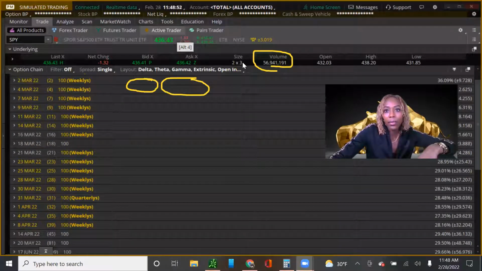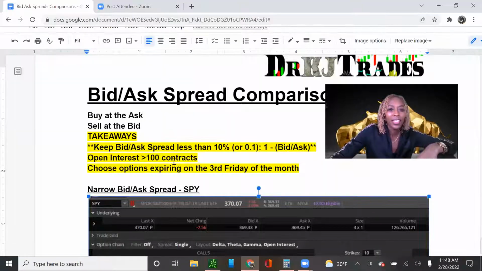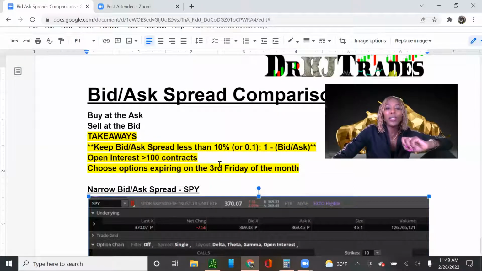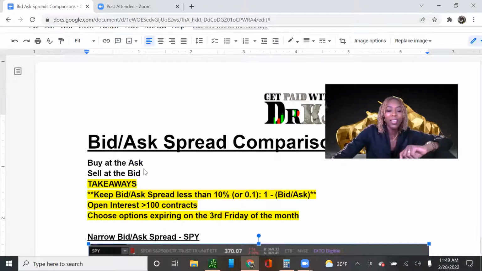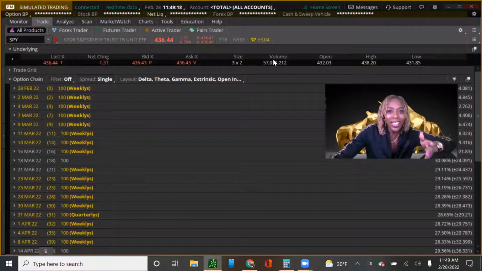So, 3 takeaways. Keep your bid-ask spread less than 10%. You want your open interest to be greater than 100 contracts, and you want to choose options expiring on the third Friday of the month. This will ensure that your options are liquid. You can easily get in and out of your options, and we can make more money because that's what we're here for. Bull, bear, we don't care. We know how to make money when the market goes up and the market goes down.